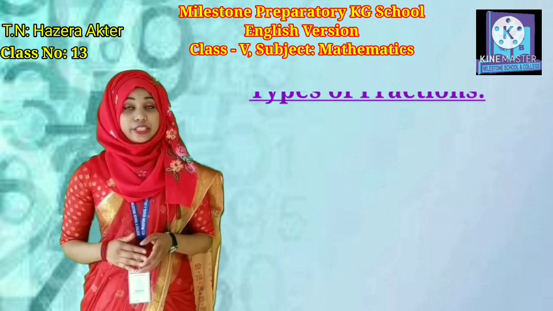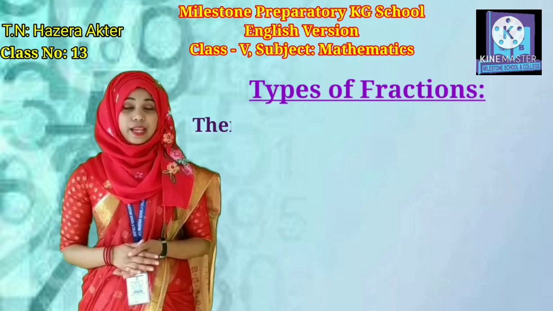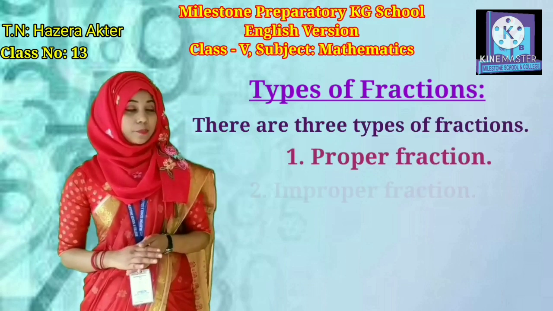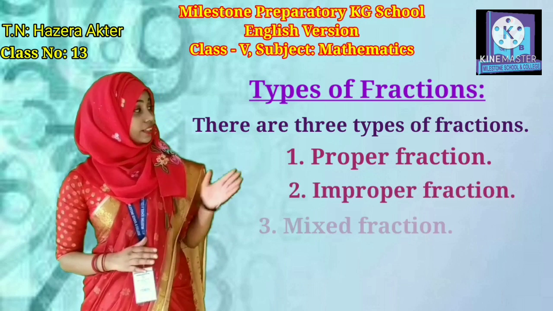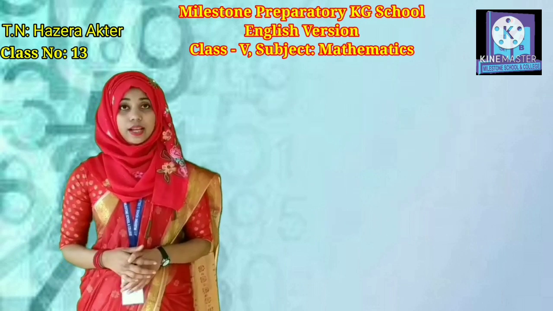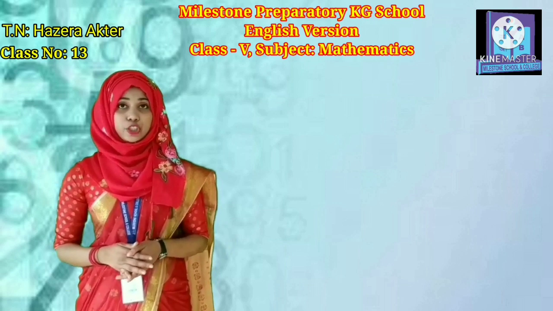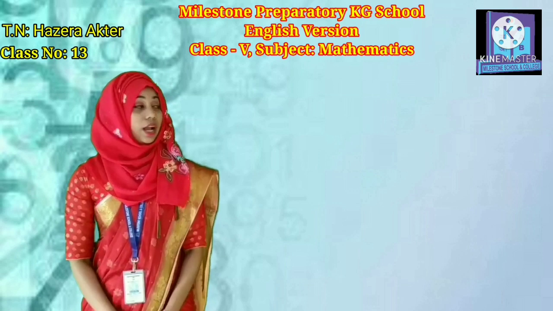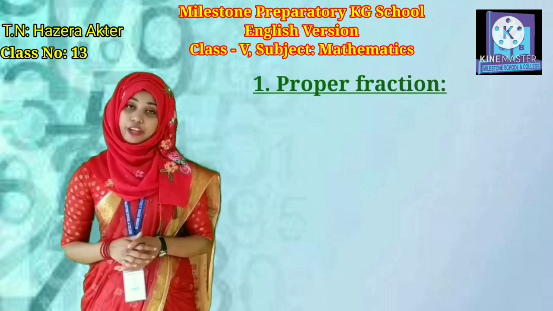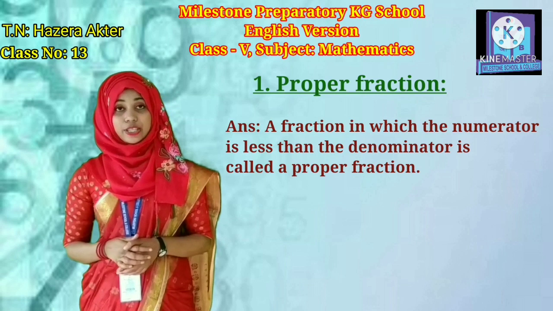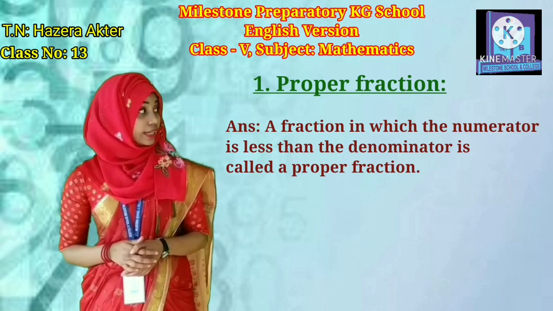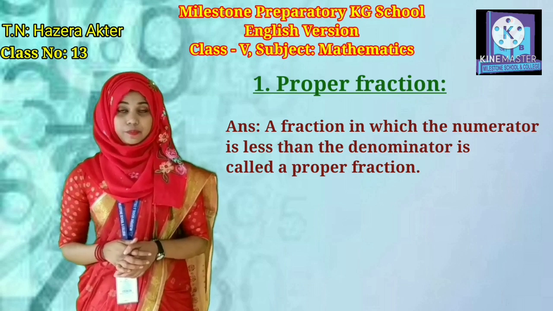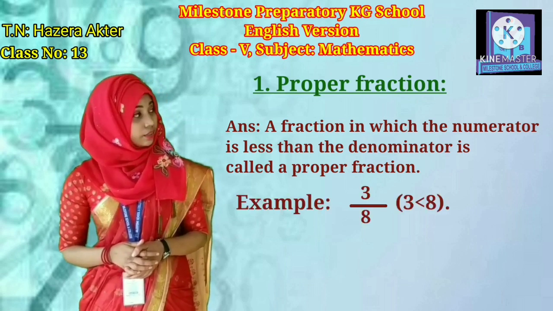Let's talk about different types of fractions. There are three types of fractions: proper fraction, improper fraction, and mixed fraction. Dear students, let me talk about three types of fractions in details. Number 1, proper fraction. A fraction in which the numerator is less than denominator is called proper fraction. For example, 3 by 8.